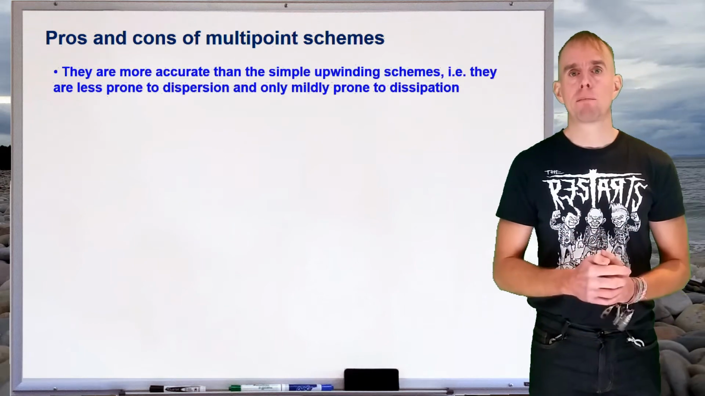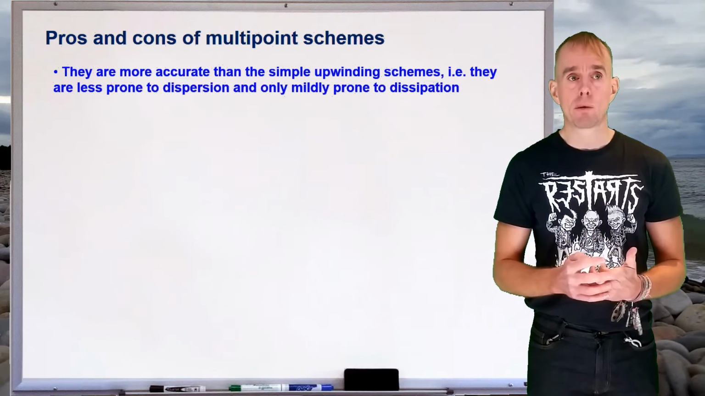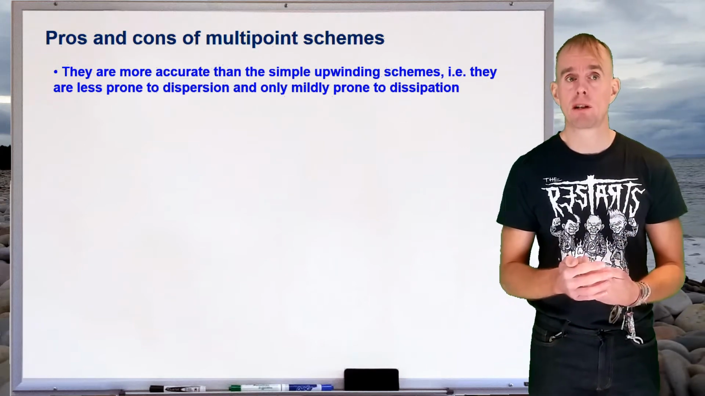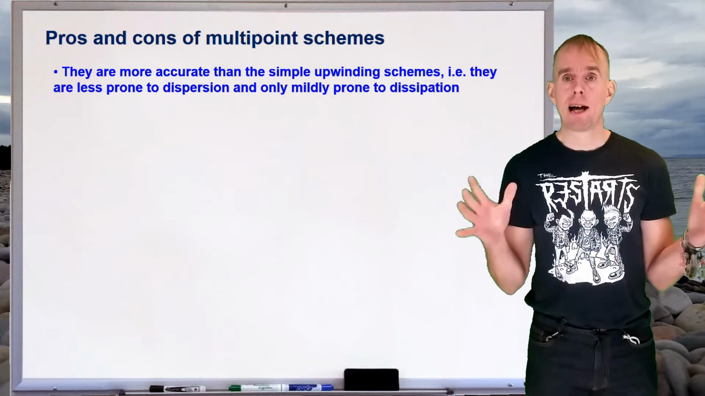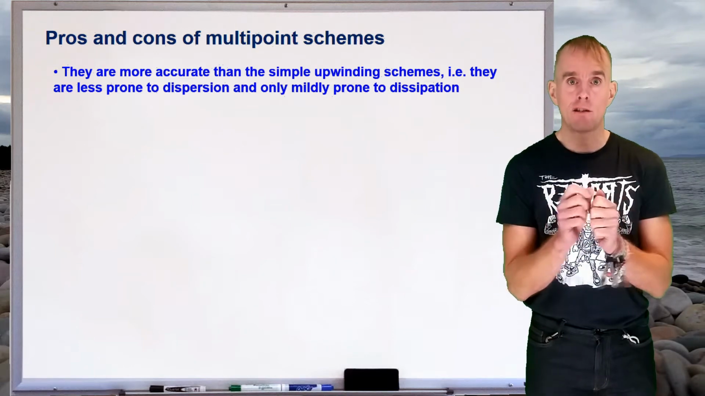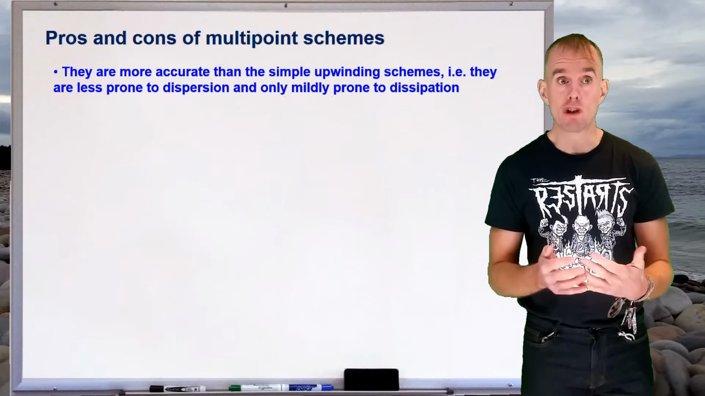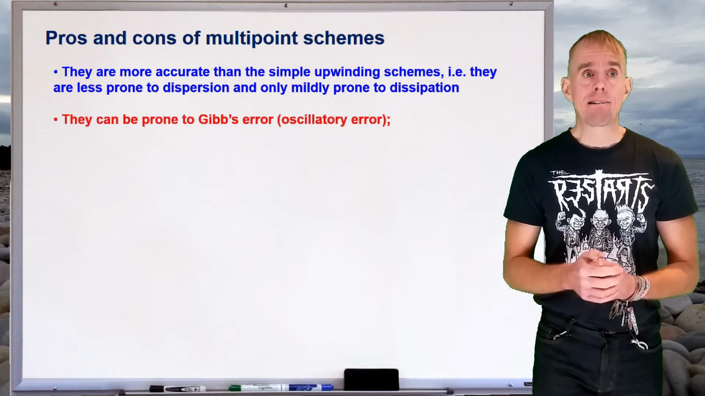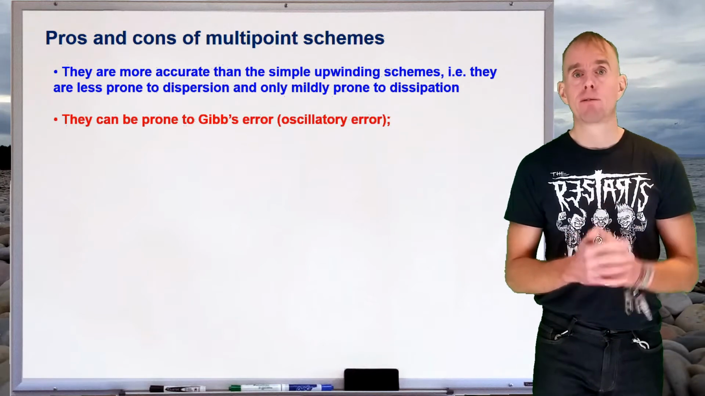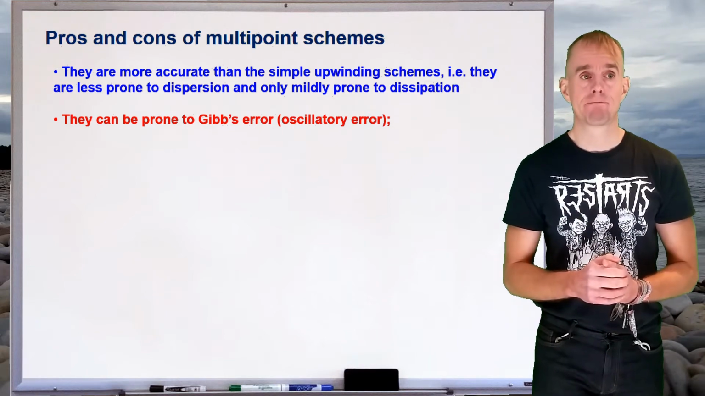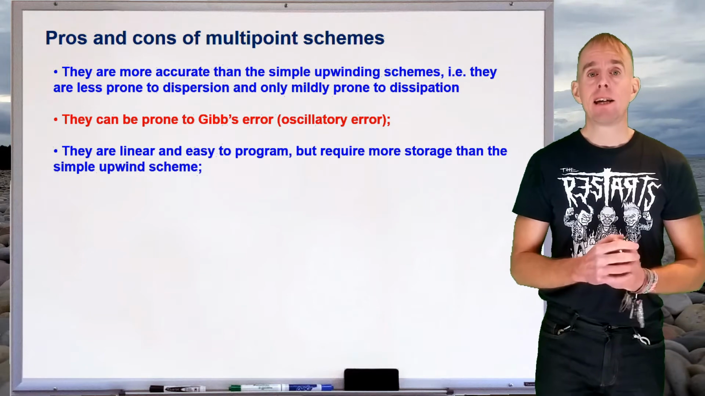Now, pros and cons of upwind schemes need to be thought about. They're more accurate than simple upwinding. They're less prone to dispersion, only mildly prone to dissipation, and manipulation of delta x, your grid resolution, will make these in effect fit for purpose usually. Now, they can be prone to a little bit of oscillation. Again, this can be solved by our grid resolution. They're linear and they're easy to program.